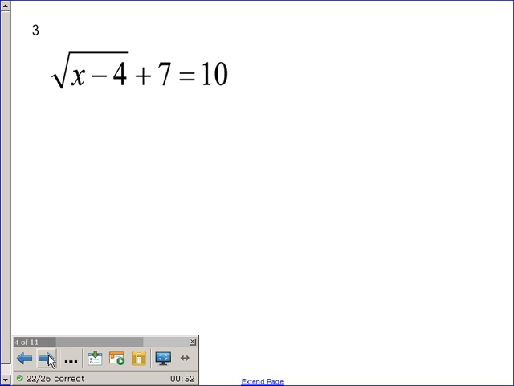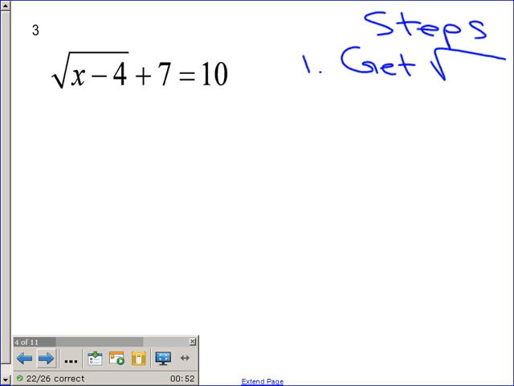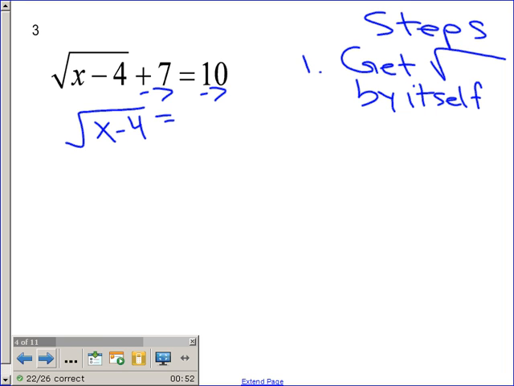In our next example, you'll notice that we have something under a radicand and something next to it. So the steps for this. First thing you want to do is get the radical by itself. So this plus 7 is not under that radical, so I want to get rid of that first. So I would have x minus 4 all by itself on the one side of the equal sign, and then 10 minus 7 is 3.